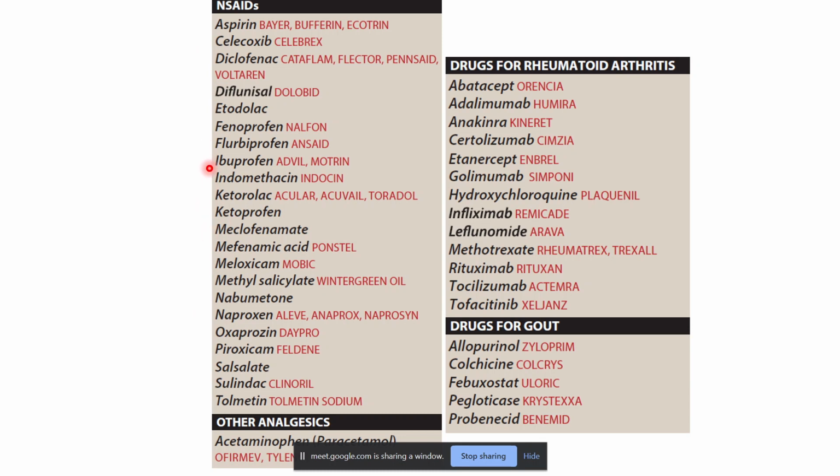Like ibuprofen is most commonly used NSAID after the aspirin, and ibuprofen and all other NSAIDs are competitive antagonists of the cyclooxygenase 1 and 2. Some of them are more selective for the cyclooxygenase 2, others are less selective, and they are mostly used as antipyretics and analgesics, and also can be used to reduce the inflammation.